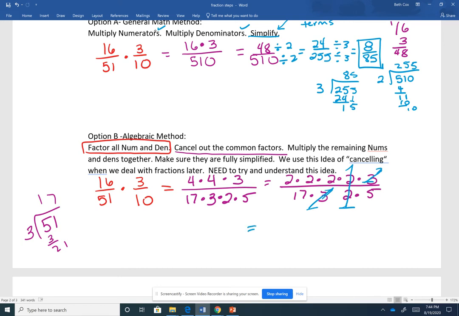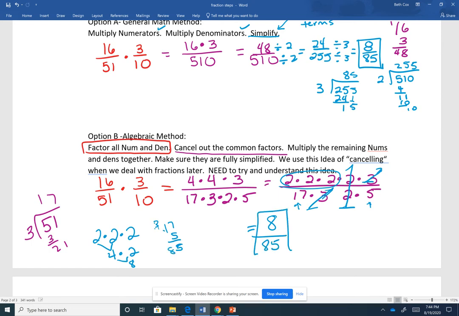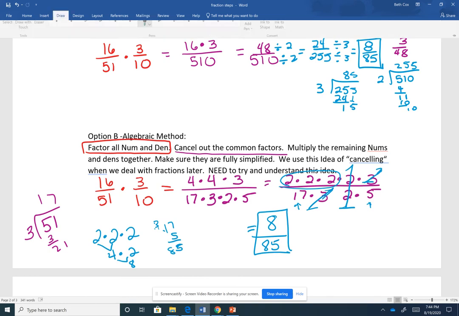and that's it. So when I put it all back together, that gives me 8, 2 times 2 times 2. And that's 4 times 2, which is 8. And then my denominator is 17 times 5. 5, 6, 85. So, same answer. And there we go. Now, if you'll notice, I want you to see something.